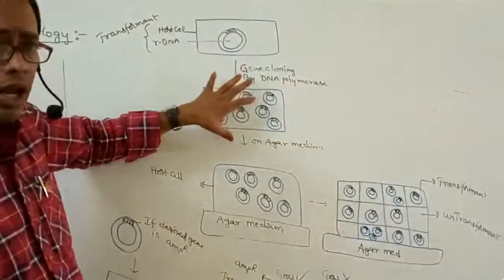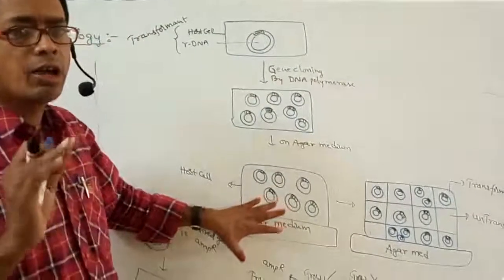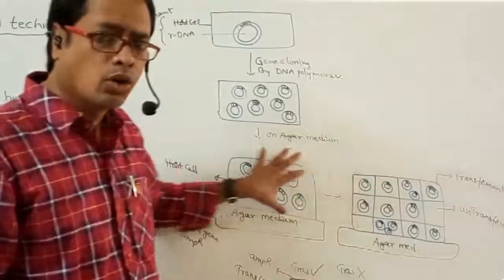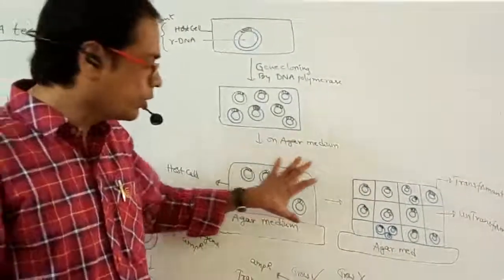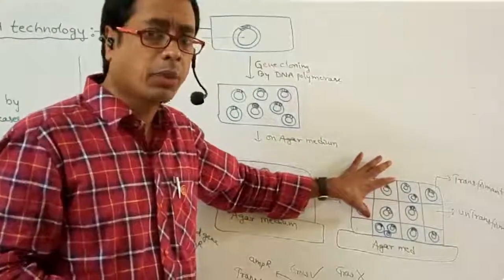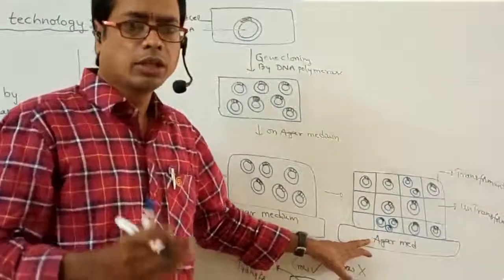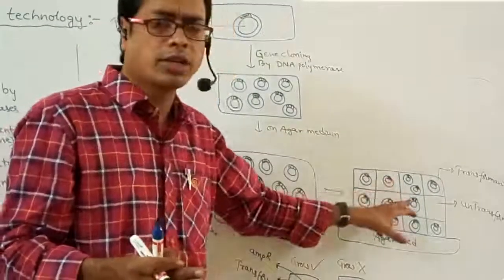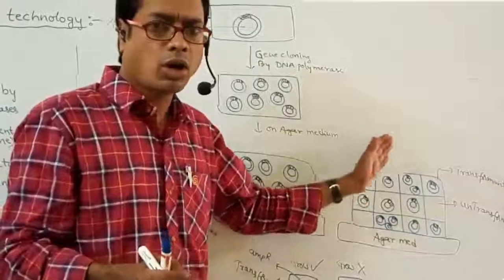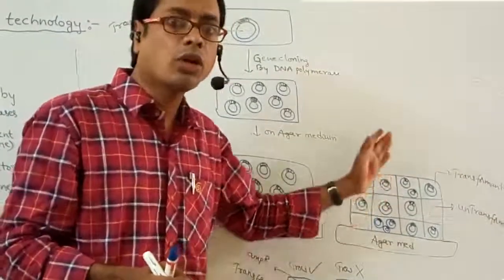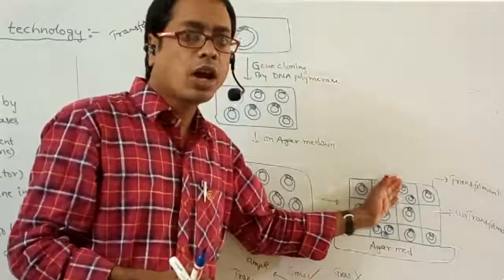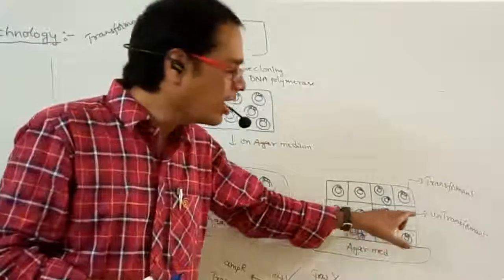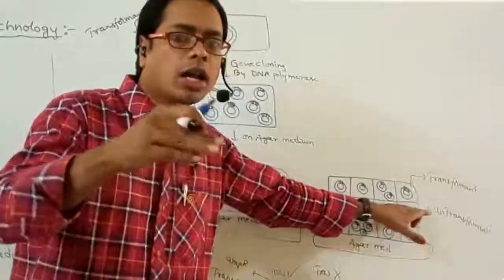Now the host cell with many rDNAs is placed on agar medium. The host cells divide and produce many daughter cells, and the rDNAs also enter into the daughter cells. Some host cells are with rDNAs, some are without rDNAs. The host cells with rDNAs are called transformants and the host cells without rDNAs are called untransformants, also called non-transformants.